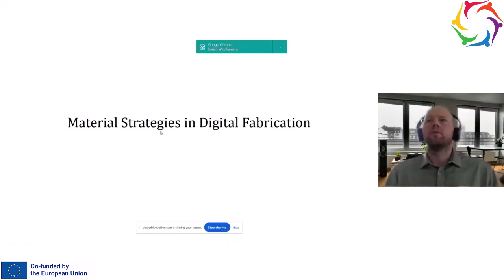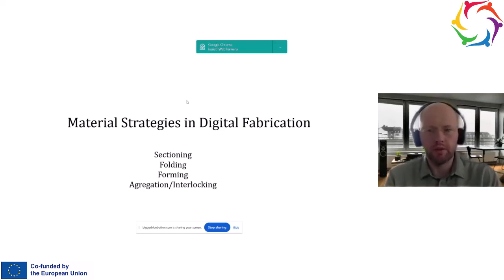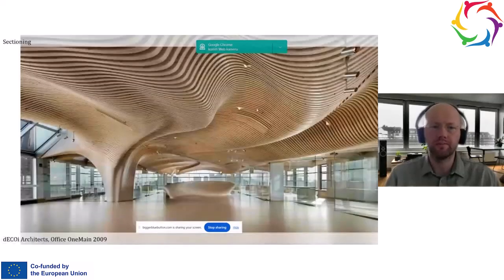The next way of thinking: so we just talked about how fabrication tools like CNC milling or other machines can shape our design thinking. Another approach is how material strategies can shape our design thinking through the process of digital fabrication. When we talk about material strategies that can be used in digital fabrication, there are several common approaches, and I will talk about them and try to explain in more detail. These approaches are sectioning, folding, forming, and aggregation with interlocking.